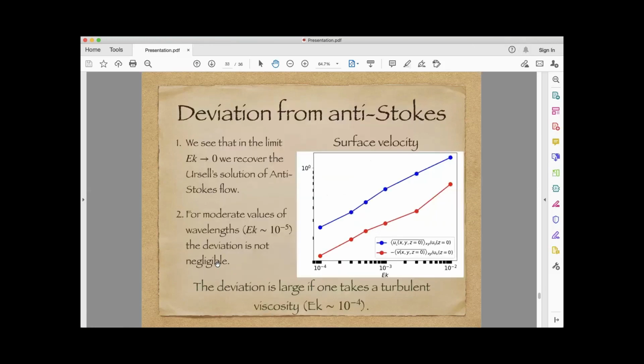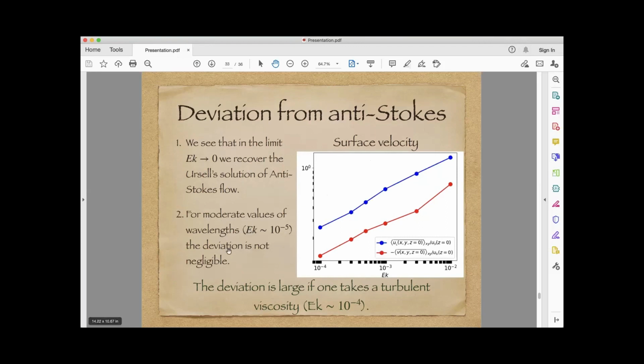And actually, since it's a fluctuating quantity, we do have some deviation in space, and particularly if you take the surface velocity field. Here I show the typical averaged value of the Lagrangian velocity field at the surface, and along the x direction and the y direction, we do find that in the limit of Ekman tending to 0, we recover the Ursell solution.